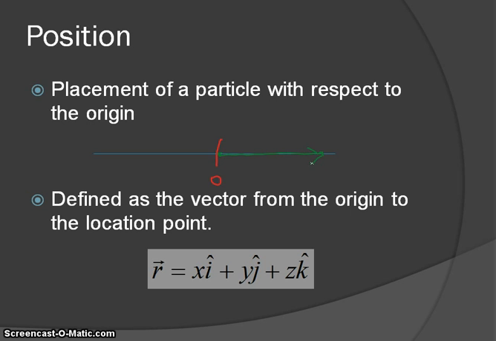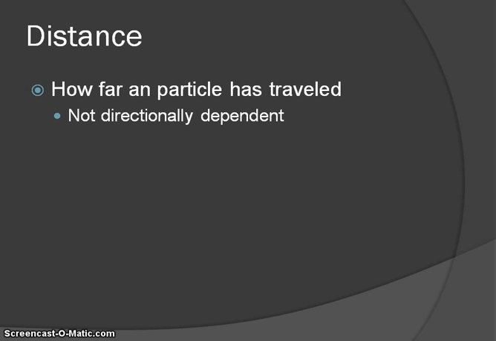Now, if we look at position, we also have to look at distance. Distance is defined as how far a particle has traveled. This is not directionally dependent. So that means that if we travel from the parking lot to Walmart and back to the parking lot, then we have gone twice the distance from here to Walmart.